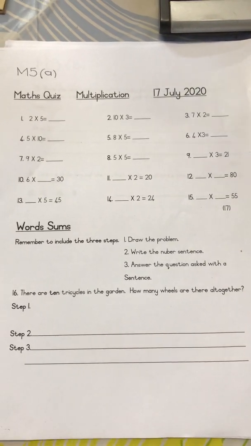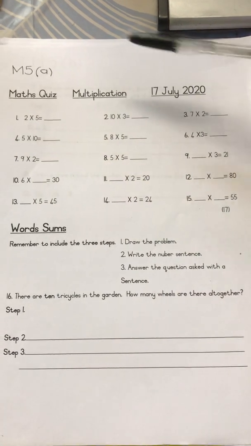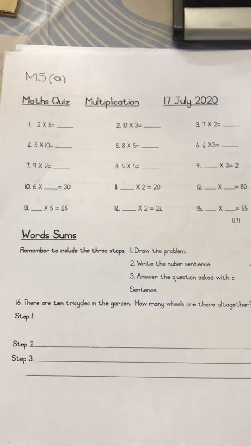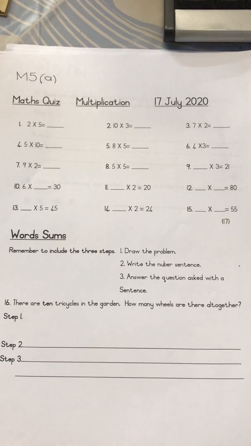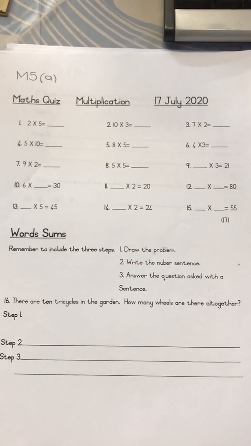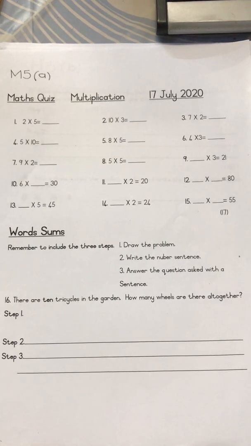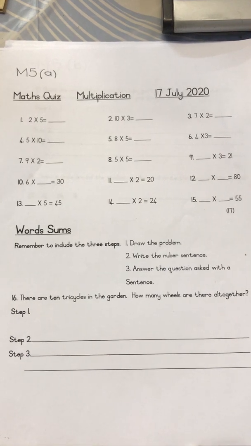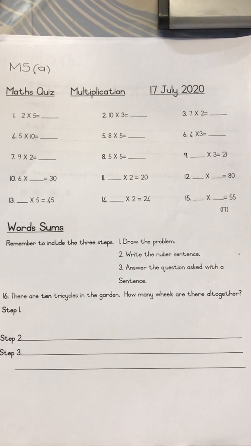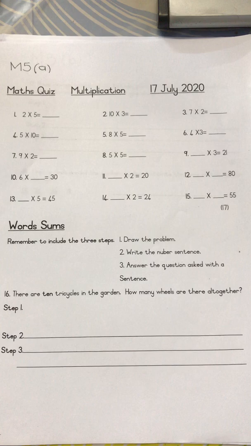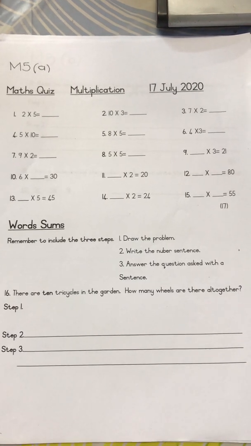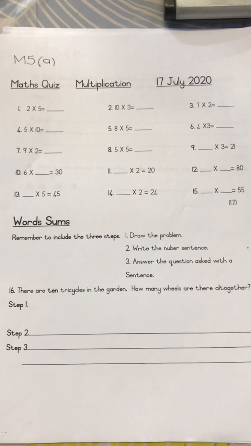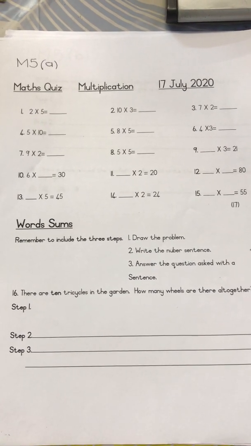All right. We are at the first part of the quiz. The first question, number 1, 2 times 5. Write down the answer. These ones I actually don't even have to help you with because they're very plain sums, but I'm going to carry on with you. Number 2, 10 times 3. Number 3, 7 times 2. Number 4, 5 times 10.